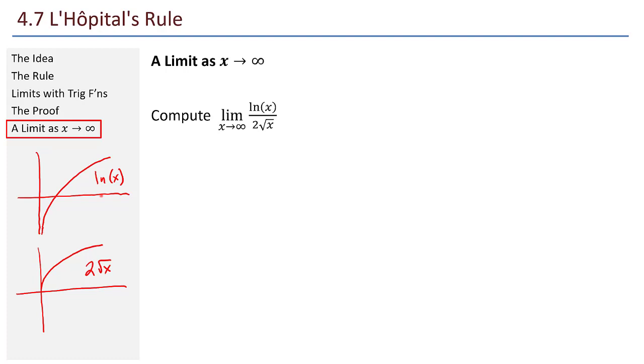And the question almost becomes, which of these grows faster? They're both going to infinity, so this is indeterminate form infinity over infinity. But if the natural log of x grows faster, then the answer to this problem will be infinity. But if 2 root x grows faster, the answer to the limit problem will be 0. So let's find out which function grows faster. L'Hopital's rule: let's take the derivative of the top and the derivative of the bottom, and keep the limit.